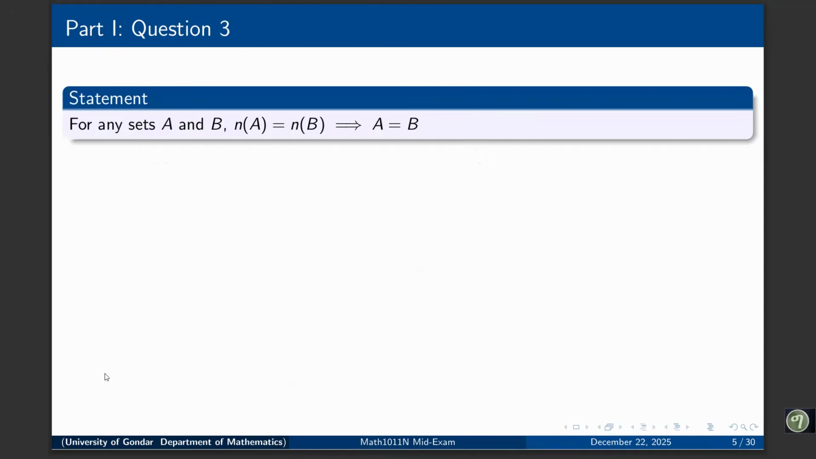The next one is question number 3. For any sets A and B, n(A) = n(B) implies A = B. We know that for the equality of two sets, A = B, having the same number of elements is one necessary condition, but only having the same number of elements doesn't imply equality of sets.